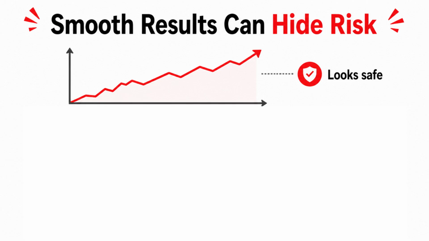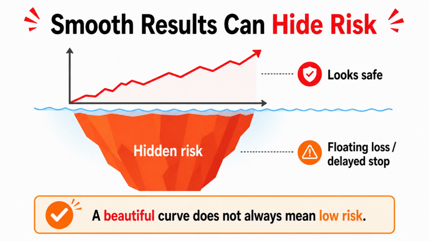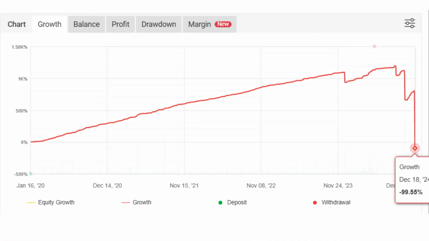On the surface, the EA looks stable, but inside, floating losses may be growing. Stop losses may be delayed. This kind of EA can suddenly collapse one day. This is a typical pattern where a smooth upward curve suddenly breaks down. This often happens with grid EAs and martingale EAs. Most of the time, they accumulate small profits. Their win rate can look high, but when the market moves strongly in one direction, floating losses can expand very quickly, and one large loss can wipe out the profits that were built up over a long period.